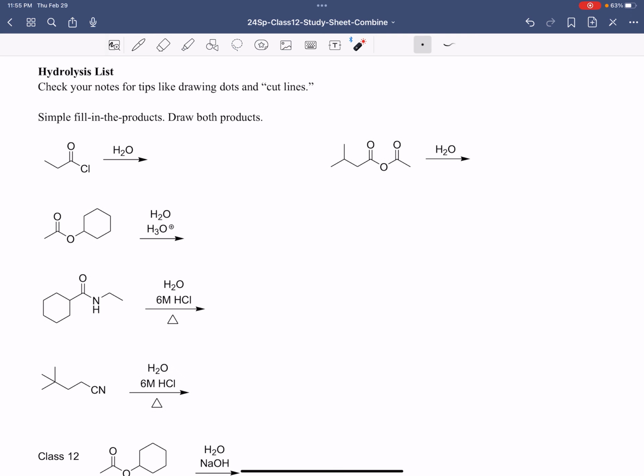Hello. Before we get started on this hydrolysis, did I spell it right? Yep. Hydrolysis list, how we're going to hydrolyze these carboxylic acid derivatives.